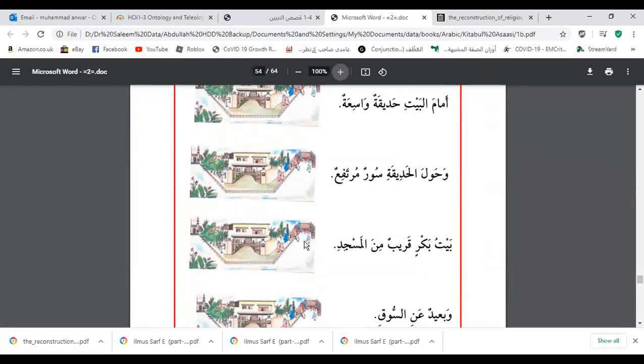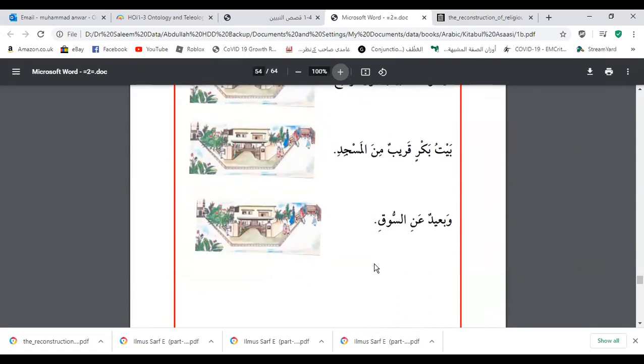orchard or the garden, surun murtafi'un, an elevated or high wall. Sur, wall. Murtafi', elevated, means high wall. There's a high wall which has surrounded the garden. Baytu Bakrin, house of Bakr, qareebun min al-masjid, is near the masjid. وَبَعِيدٌ عَنِ السُّوقِ, and far from the marketplace, the shopping center.